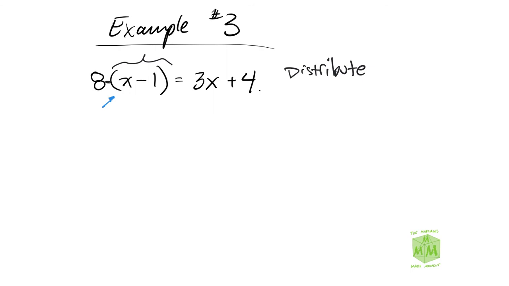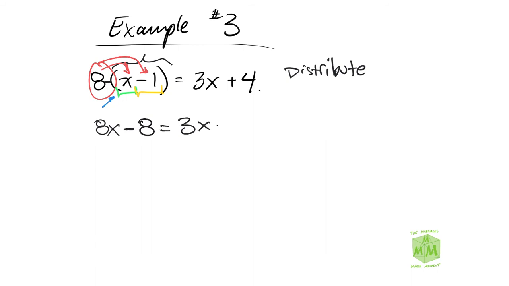And if you remember, to distribute means we multiply this number on the outside first times the first term, and then we do it to the next term. Okay, so my first term is positive x, my second term is -1. So let's see what that looks like. 8 times x is 8x. I have 8 x's. 8 times -1, I have a positive times a negative, gives me a negative. 8 times 1 is 8, so -8.